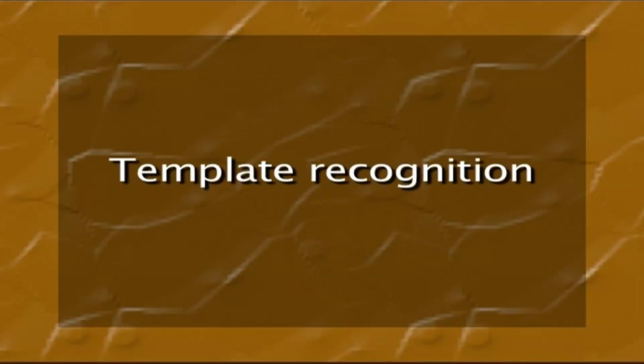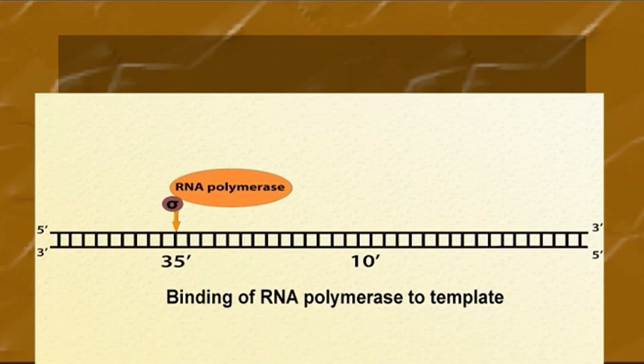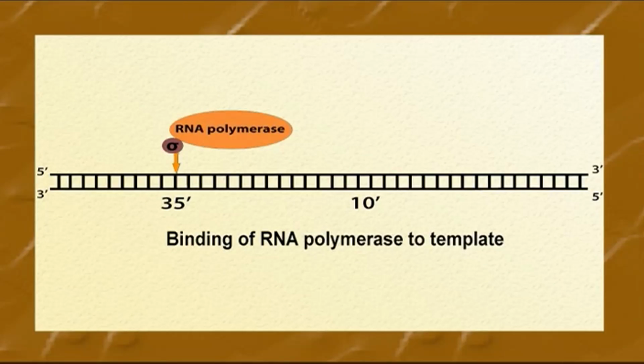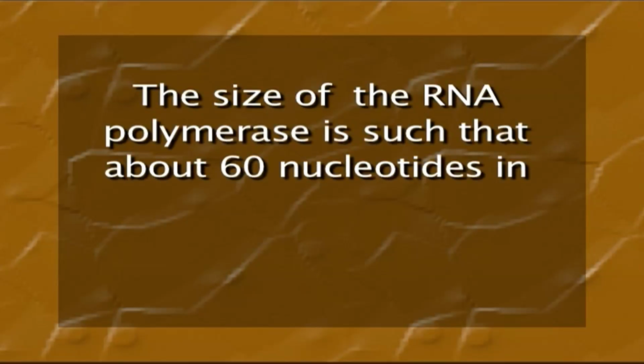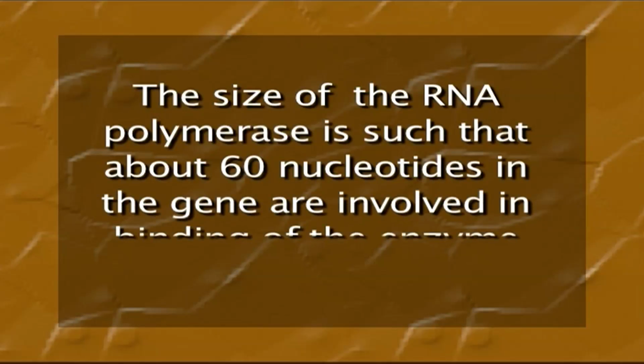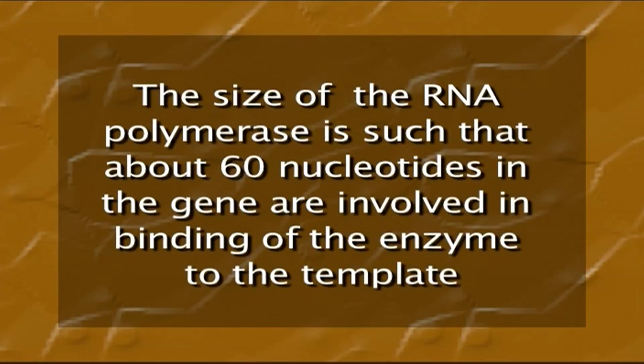Number 1 is template recognition. RNA polymerase has to recognize the correct region of the gene. It binds at that site, which is the -35 region. The size of the RNA polymerase is such that about 60 nucleotides in the gene are involved in binding of the enzyme to the template.